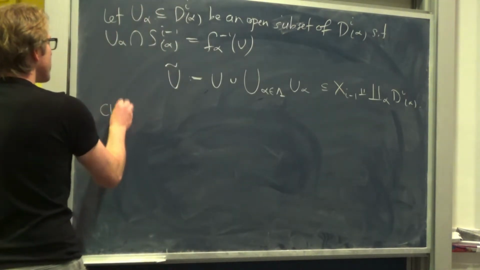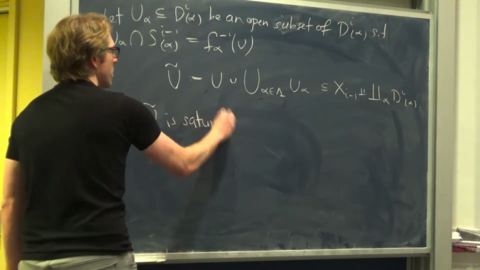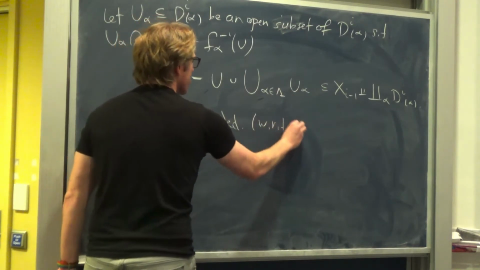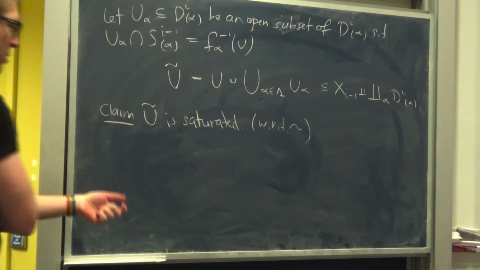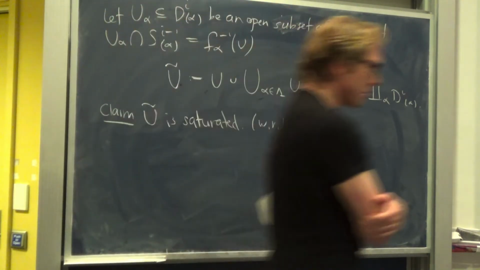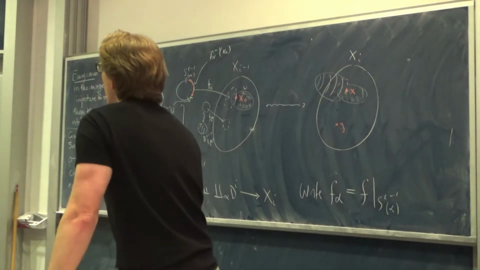All right, so claim: U tilde is saturated with respect to this equivalence relation. What does it mean to say that this is saturated? It means that if I have a point in the disjoint union which is equivalent to a point in U tilde, it's already in U tilde. So what we've got to do is just stare at the equivalence relation and convince ourselves that that's the case.